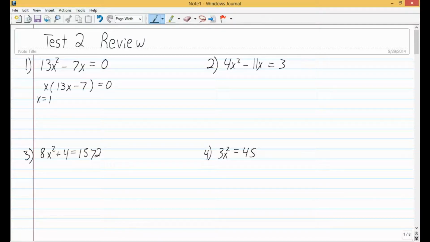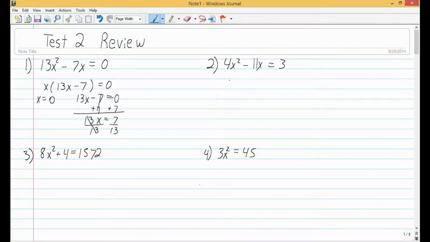Set each factor equal to 0. So x equals 0 and 13x minus 7 equals 0. And so my two answers are 0 and 7/13.